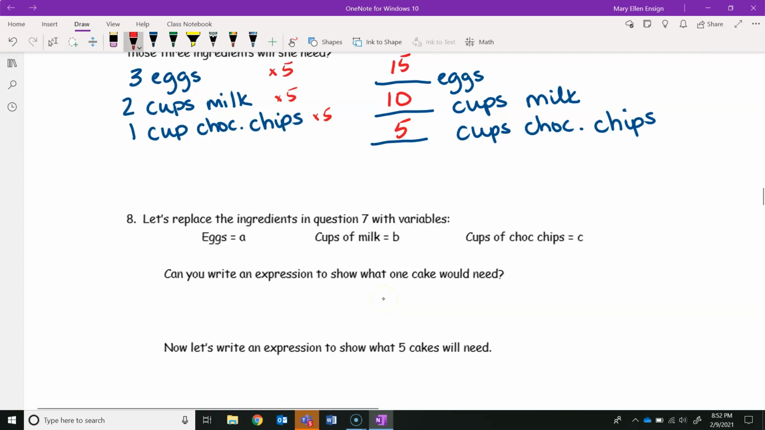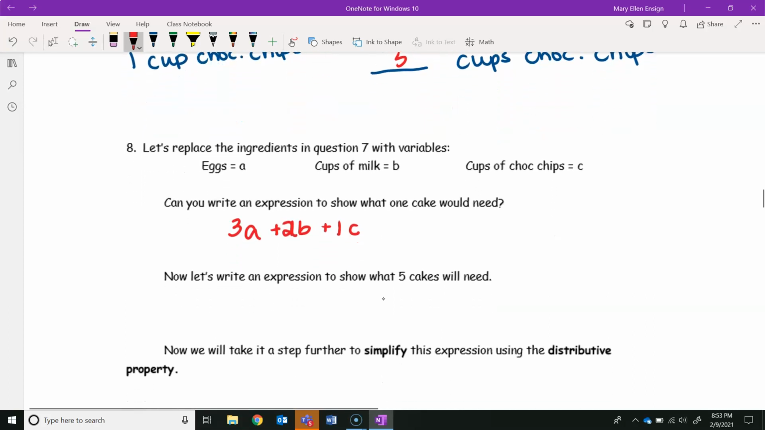And if you think you know what this is going to be, then go ahead and pause the video and try that. So eggs are A, we need 3 eggs, so 3A plus 2 cups of milk, and 1 cup of chocolate chips. So this is what 1 cake would need.